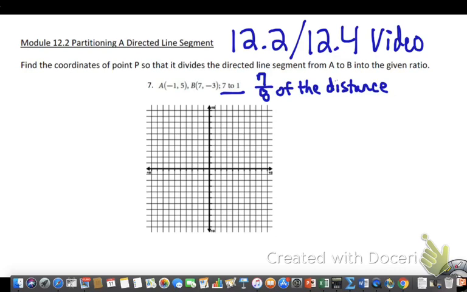Okay. So I'm going to go ahead and plot these points as well. So I got -1, 5. So I'd do 1, 2, 3, 1, 2, 3, 4, 5. Okay, so there's A. And then I have B. I got 7, -3. So 1, 2, 3, 4, 5, 7. Like about right there.